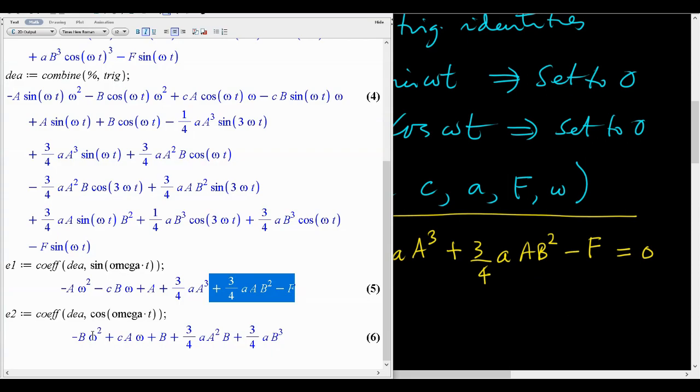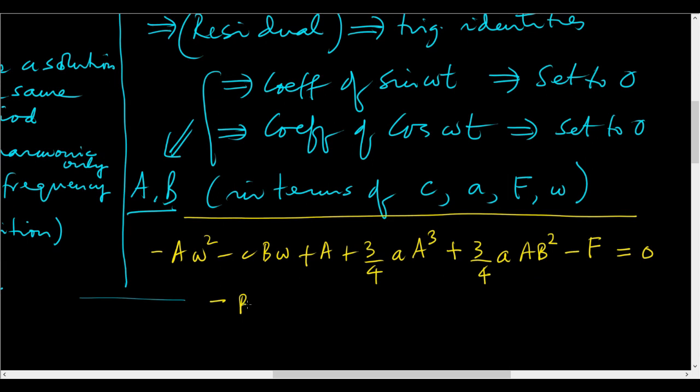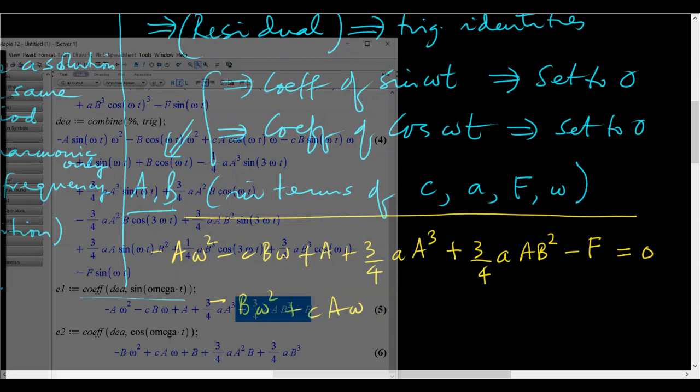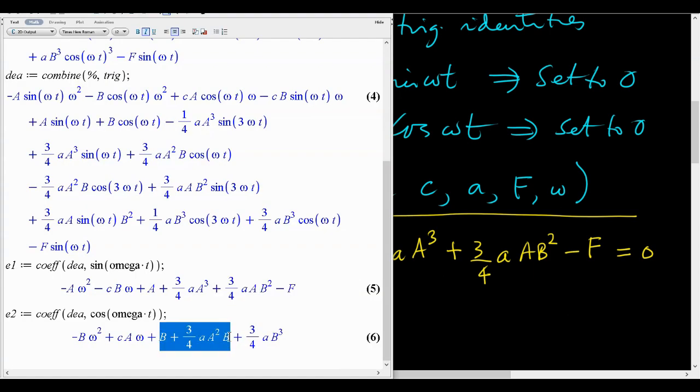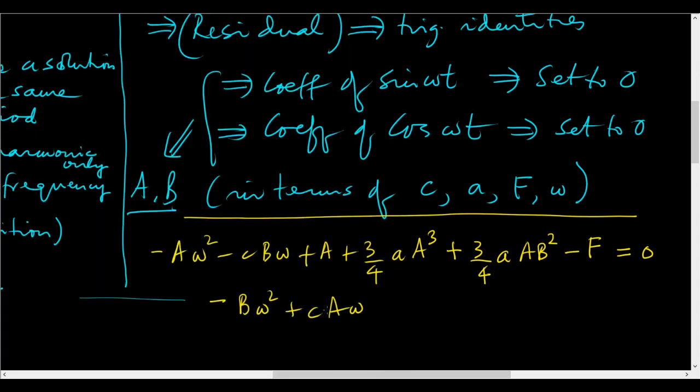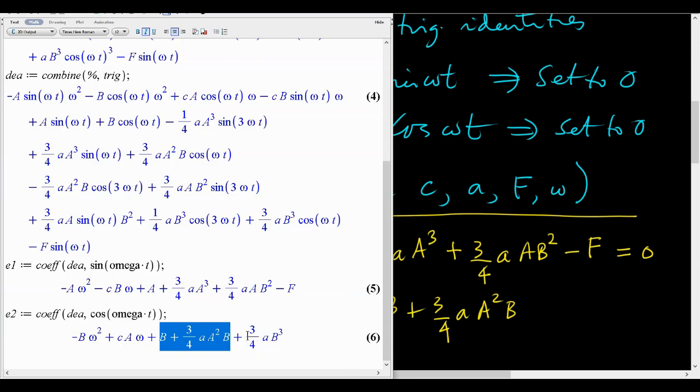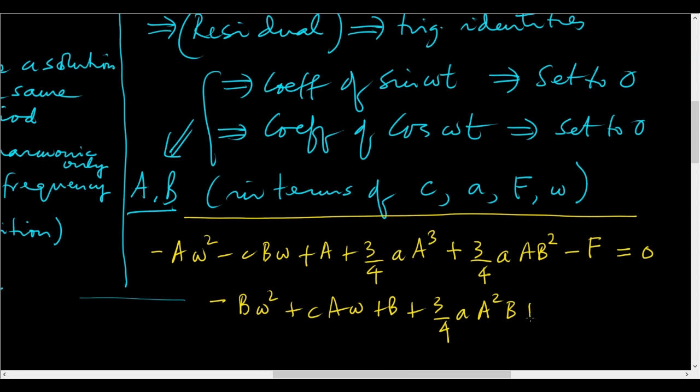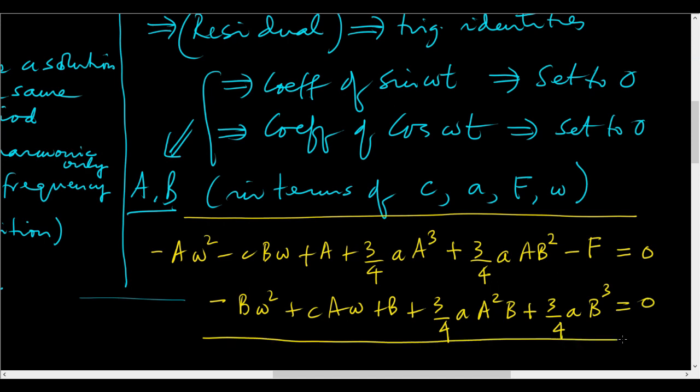and that is minus b omega square plus c a omega, plus b plus 3/4 little a square b, plus 3/4 little a b cube equals 0. All right.